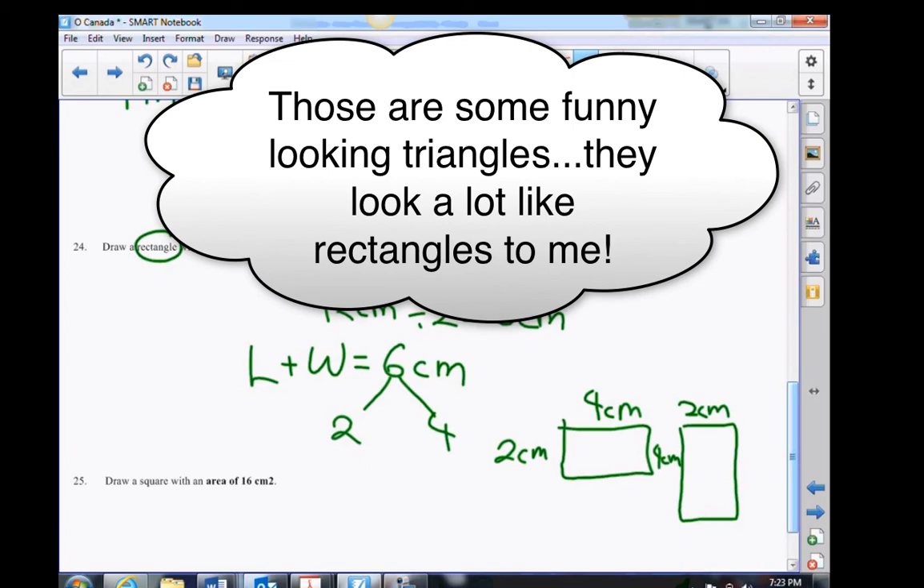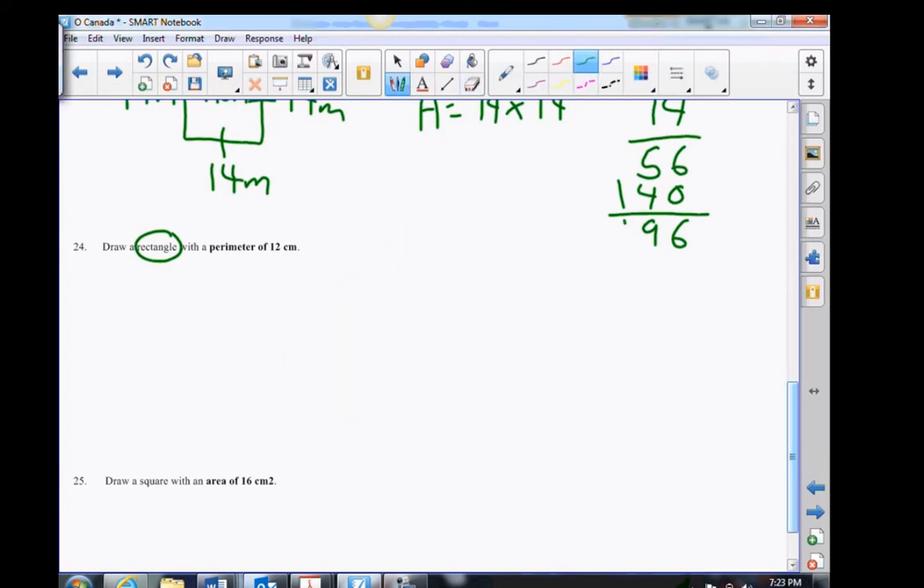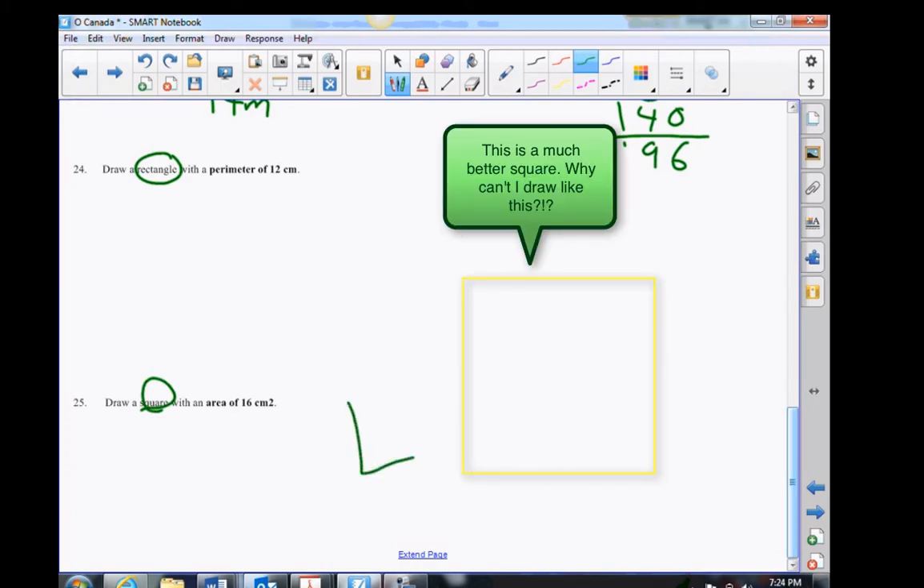Number 25 says draw a square with an area of 16 centimeters squared. Okay, let me just pull this up. What do I know about a square? Well, all sides are the same. This is a poor representation of a square, but I tried to make it so that all sides are the same. Well, the area equals length times width.